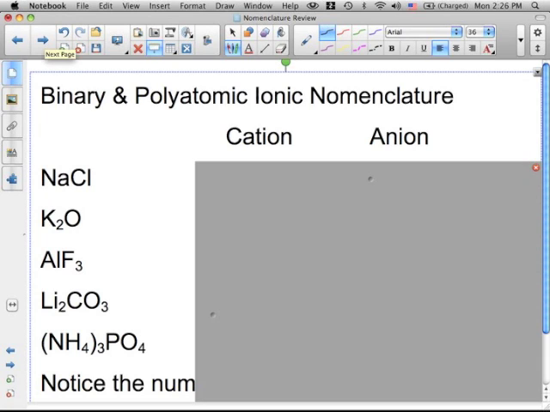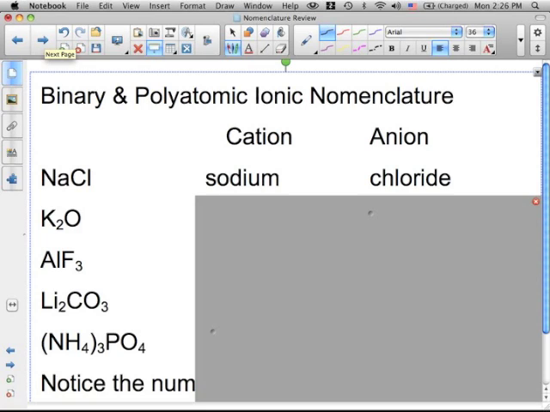So let's take a look. Binary and polyatomic ion nomenclature. We have NaCl. The cation is always listed first. The anion is always listed second. The cation in this case is Na, which is sodium. The anion is Cl, which is chlorine, but the ending is changed to IDE, so it becomes chloride. So the cation is sodium, the anion is chloride. The name of this compound is sodium chloride.